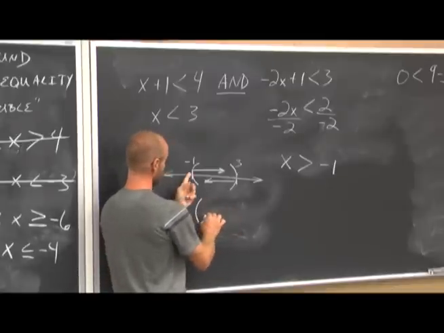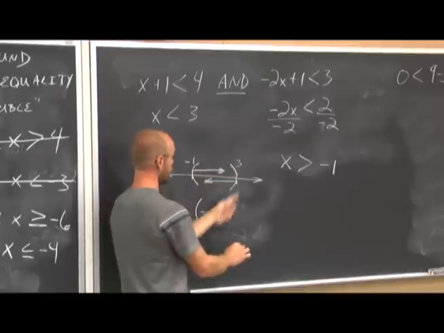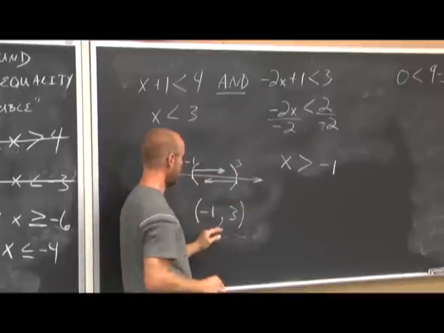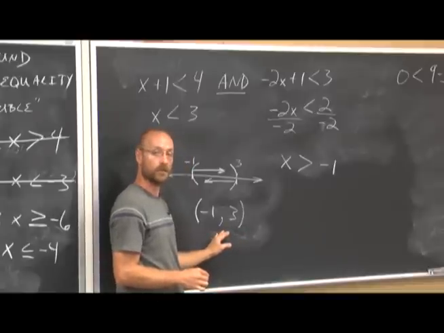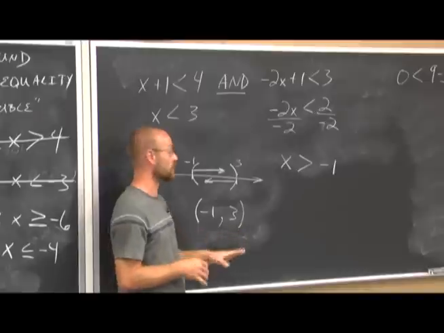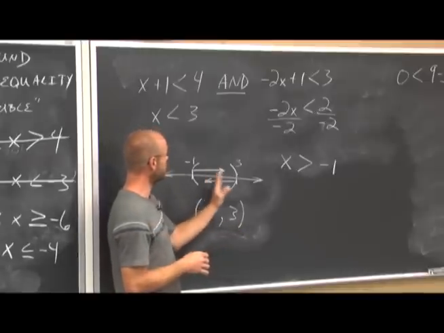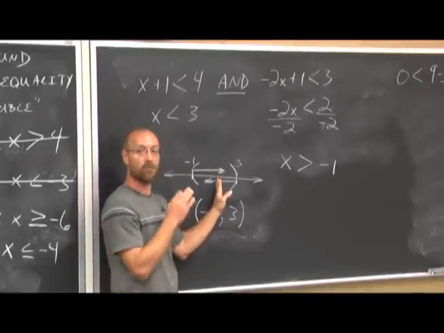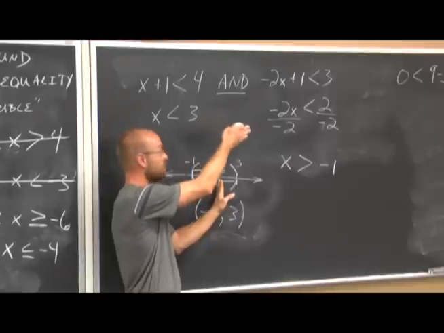And that would be a parenthesis here at negative 1 and a parenthesis here at 3. Any value in here makes this a true statement. So I can go ahead and maybe pick a test point just to be sure. I always want to check my work. And I know the value 0 lies in here. It better make both of these true, this one and this one.